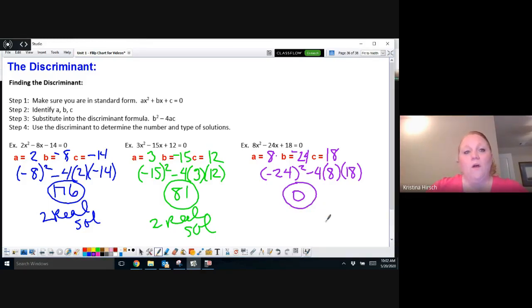All right. Now, a common mistake is somebody gets a discriminant of 0 and automatically they think that they don't have any solutions, right? Okay, but that's not the case. Okay, so if the discriminant is 0, that means you have one real solution. All right. So let's kind of talk about this.